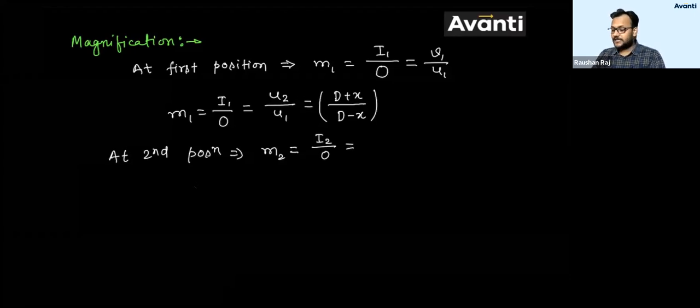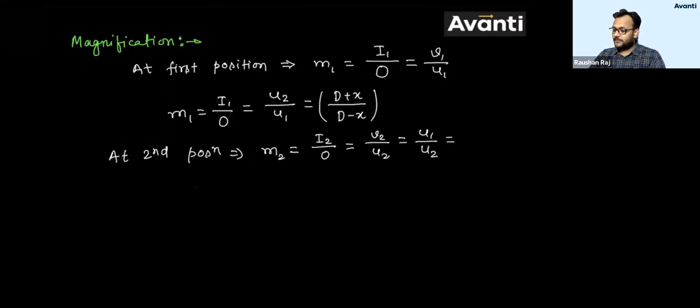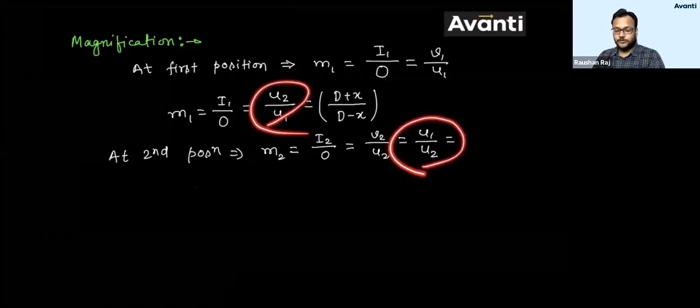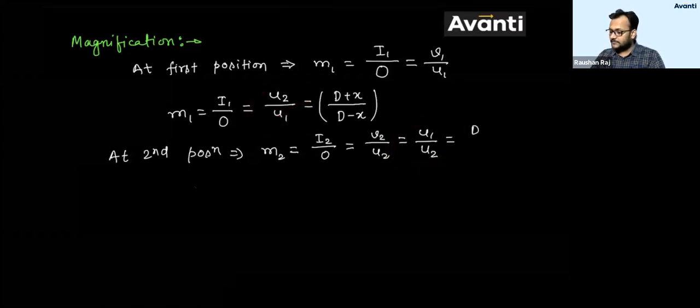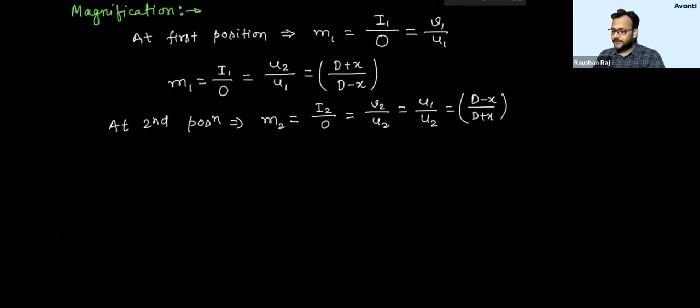Acha, what about I2 by U? What is the value of M? So we know the magnification formula as V by U. Here V will be what, बच्चा? So V2 divided by U2. We know that V2 is nothing but U1. So U1 divided by U2. U2 by U1 यहाँ मिला था. देखो, here U1 by U2 मिला, मतलब उल्टा मिलेगा. क्या मिलेगा? (D minus X) divided by (D plus X). Clear है guys? So let me write this properly. M2 is equal to I2 divided by U, which will be equal to (D minus X) divided by (D plus X).